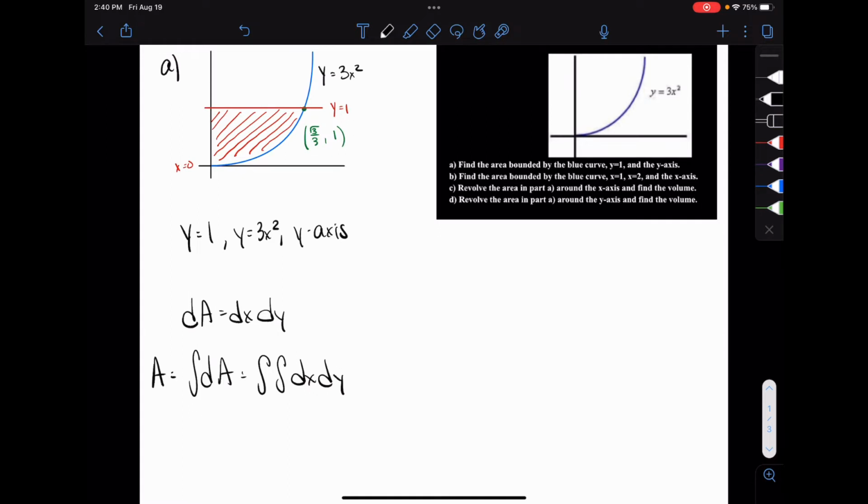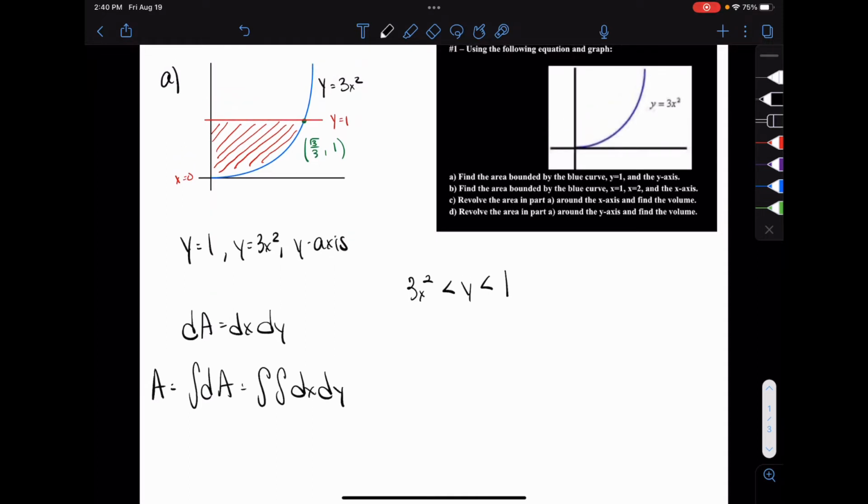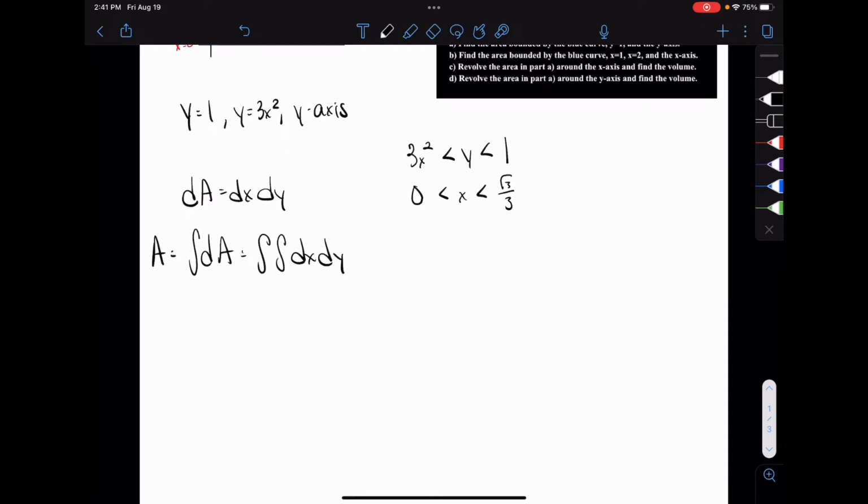So we know that we're trapped for this area right here between this y curve and y equals 1. So that's pretty simple. On the low end, it's going to be 3x squared is less than our y, which is less than y equals 1. For x, we're going to be working from x is 0 to this point right here, which if you plug y equals 1 into this equation, you're going to get left with root 3 over 3. So 0 is less than x, which is less than root 3 over 3. And then you're simply going to solve this integration.